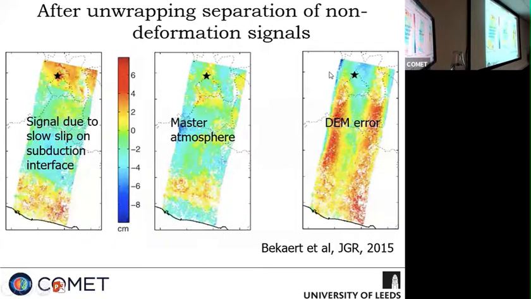It helps after unwrapping, we can separate deformation signals from orbit errors and atmosphere errors. So like I say, if you have meters of deformation, it's often not a problem, but here we're looking at about 10 centimeters of movement, slow slip in Mexico, over a very large area. So this is something like 200 or 300 kilometers. So we have our actual signal, and we can separate out the master atmosphere and the DEM error by using that time dimension. And with that, we reveal our actual deformation signal we're interested in.